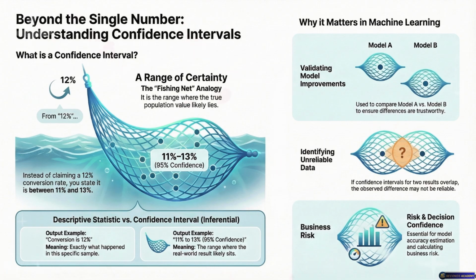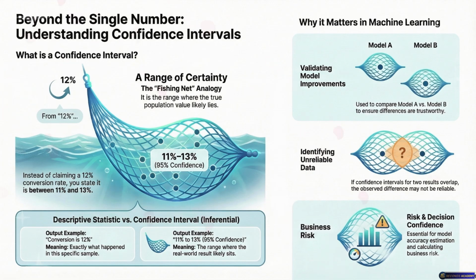But a confidence interval, that is entirely different. That is like taking a wide, heavy fishing net and throwing it out over the water. You aren't trying to hit a single microscopic point. You are throwing a net that covers an entire area of the lake, and you are saying, I cannot see the fish, but based on the ripples in the water, I am highly confident that the true value is currently trapped somewhere inside the boundaries of this net. The interval, stretching from 11% to 13%, is the physical width of your net.